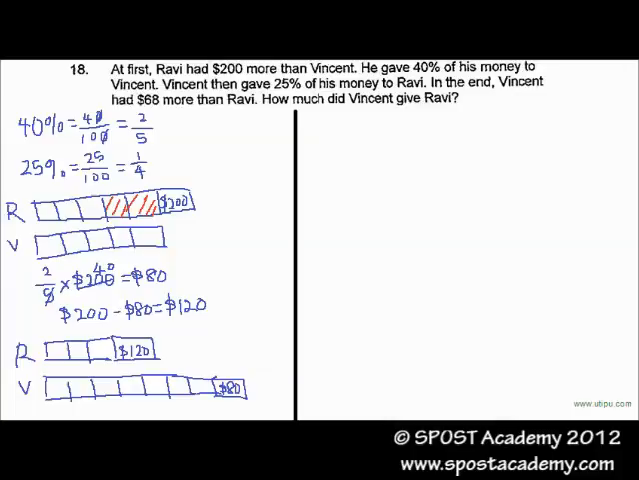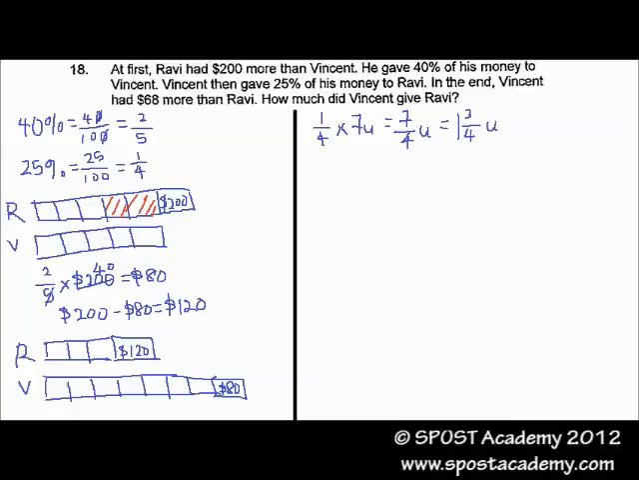The third sentence says that Vincent then gave 25% of his money to Ravi, which 25% we have already worked out to be 1/4. So it means that Vincent is giving 1/4 of his money to Ravi. But Vincent currently has 7 units plus $80. So we need to know what is 1/4 of this 7 units. So we use 1/4 times 7 units, which is equal to 7 over 4 units. And this is equivalent to 1 whole 3/4 units.